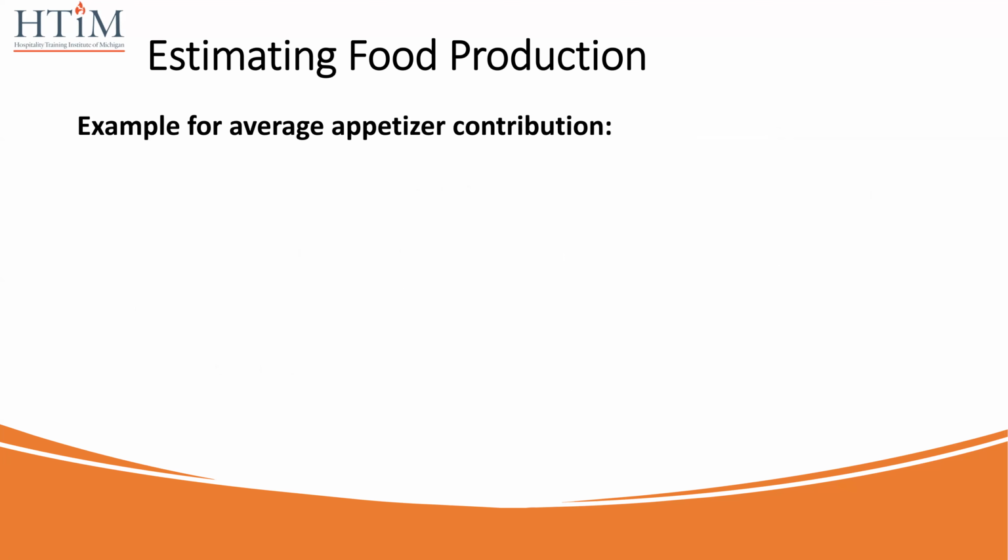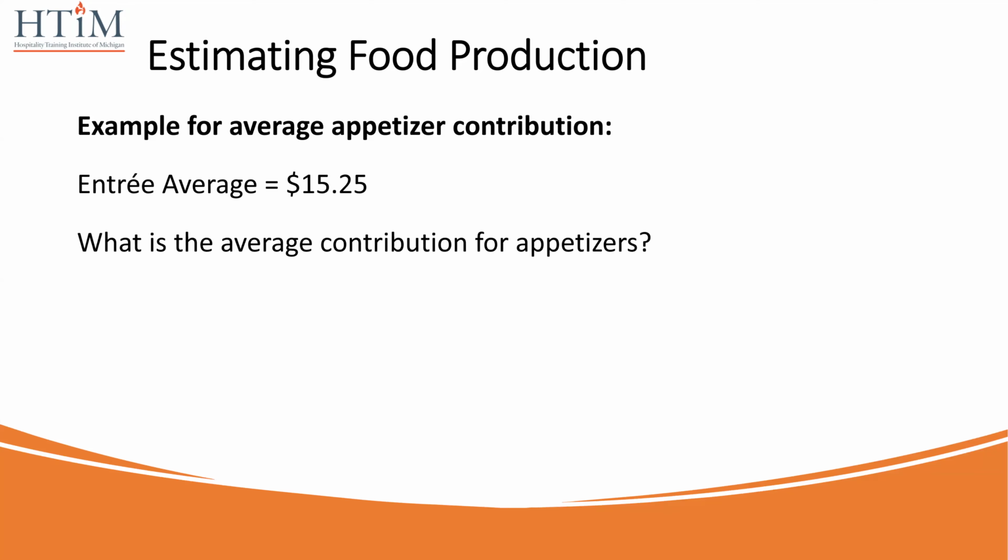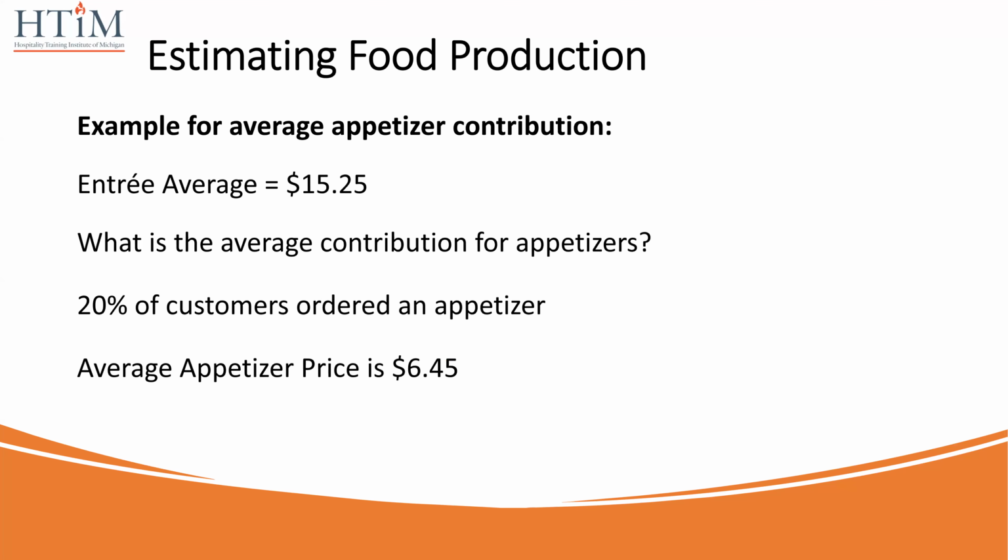So if we've got an entree and, looking at our point of sale system, the average for that entree item is $15.25. We know what we got. Entree average is $15.25, but that's not the whole story, right? What's the average contribution for appetizers? Well, not everybody orders appetizers. You should know the percentage of people that do order appetizers. So in this situation, we're going to use only 20% of customers ordered an appetizer. The average appetizer price is $6.45.